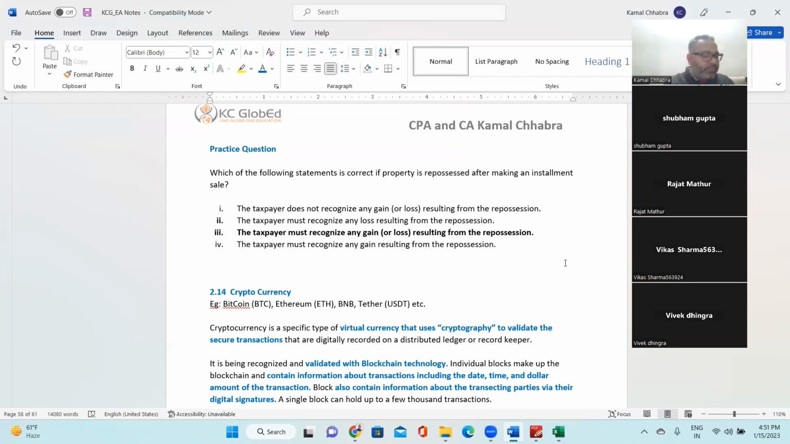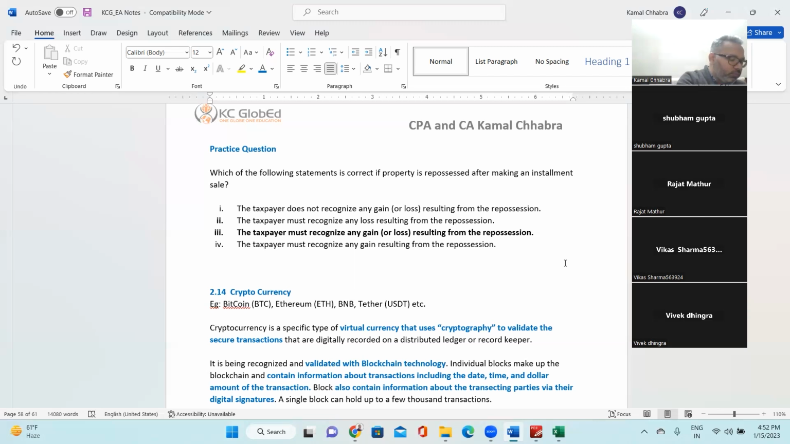Okay. What does it mean? So if an installment sale is made and I take back, I take the repossession of it again. So which of the following statements is correct? Everyone got it? What is the call of the question? Repossess means you are taking your asset back into your possession. Right? Go ahead. What are the options?